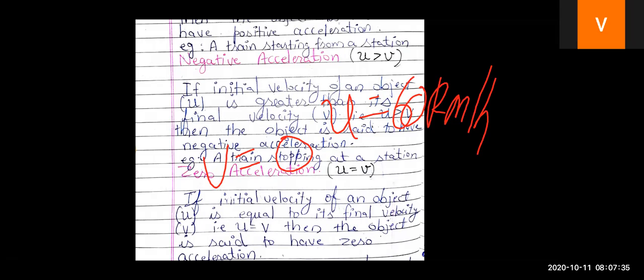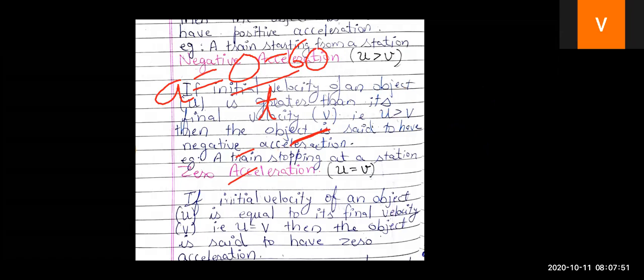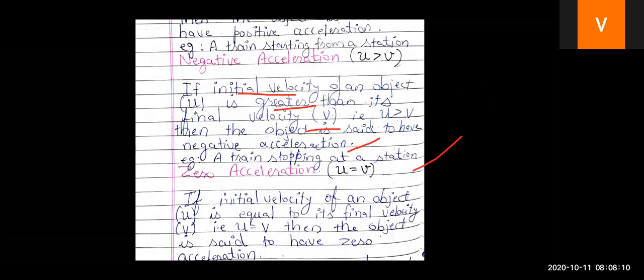So here, children, the initial velocity is greater. If we find the value of acceleration, a equals v minus u upon t, which is 0 minus 60 upon t. So the value of a will be negative, it will be 60 by whatever time is given to us. So the answer for a is negative. This is the case of negative acceleration. That is, if the initial velocity is greater than the final velocity, then the object is said to have negative acceleration. The example is a train stopping at a station.